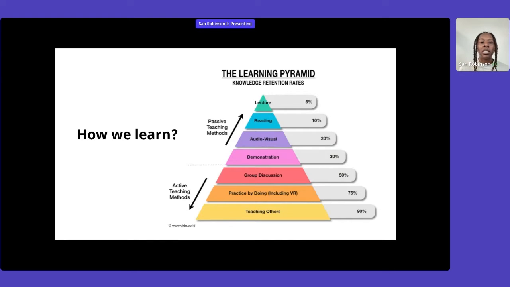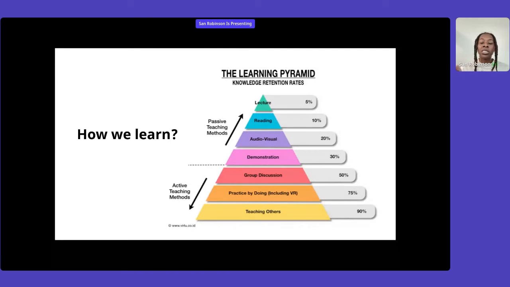Let's take a moment to consider the learning pyramid, a visual representation of how different learning methods impact our knowledge retention. At the apex, we have passive learning techniques like lectures and reading, which results in just 5 to 10% retention. But as we move downwards, we find more interactive methods such as group discussions, practicing, yielding higher retention rates and about 50 to 75%. And at the bottom of the pyramid, we find the most effective learning method, teaching others or immediate use of learning, which has an impressive 90% retention rate.